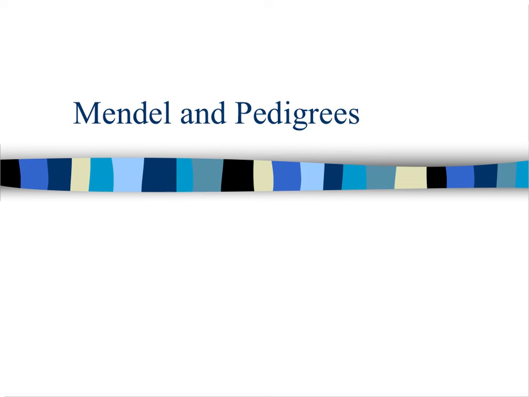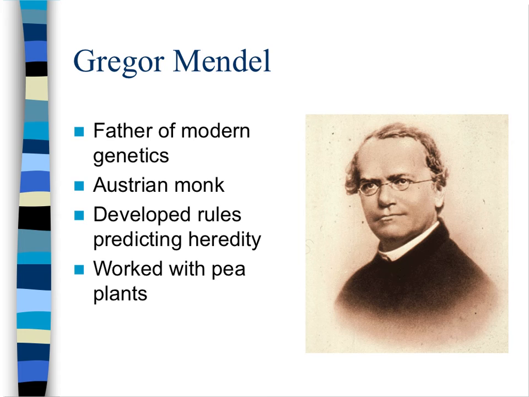In this lecture, we're going to talk about Mendel and pedigrees. As we've mentioned before, Gregor Mendel is considered the father of modern genetics. He was a monk from Austria, and he developed the rules that predicted heredity when he was working in a monastery. He did a lot of growing of plants, including peas, and that was what he used as his research subject. He looked at how the traits from the pea plants, whether it was the pod color or the seed shape or the flower color, were passed from the parent plant to the offspring plant.